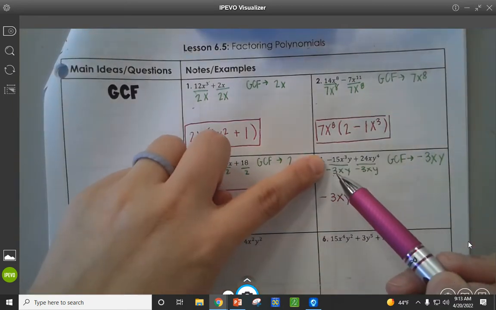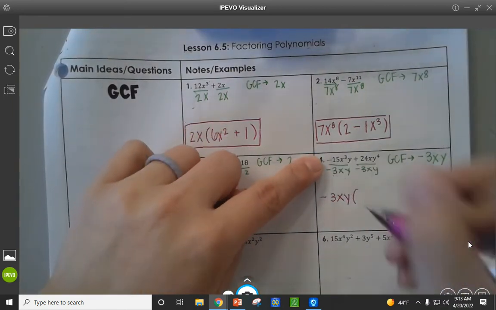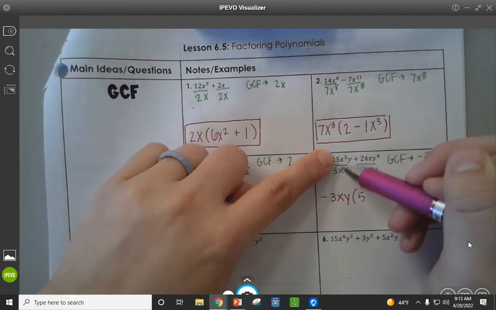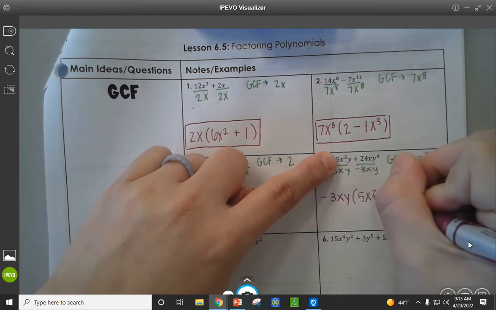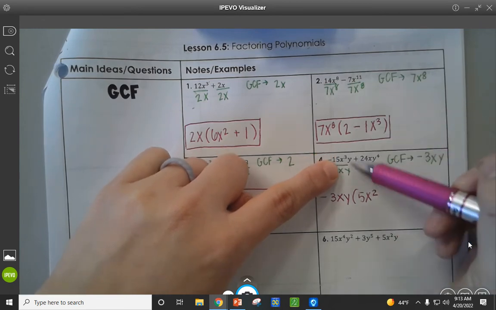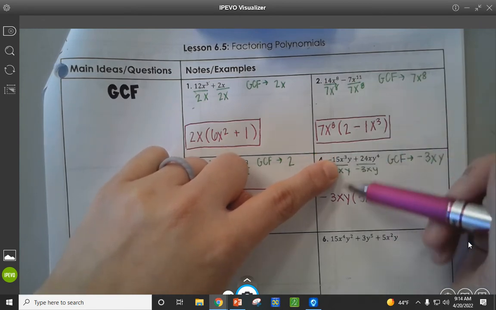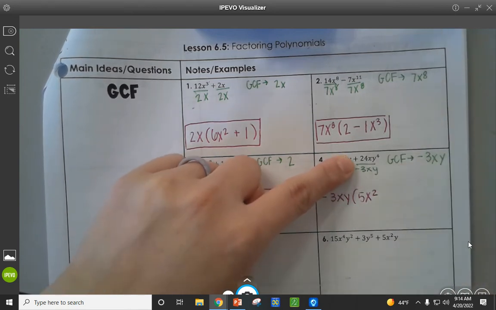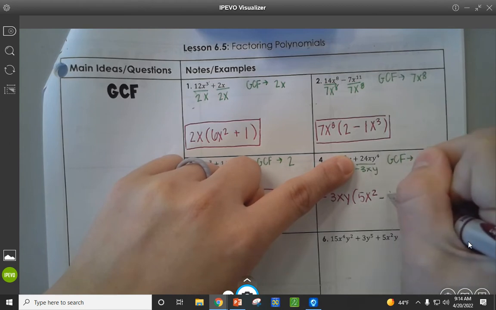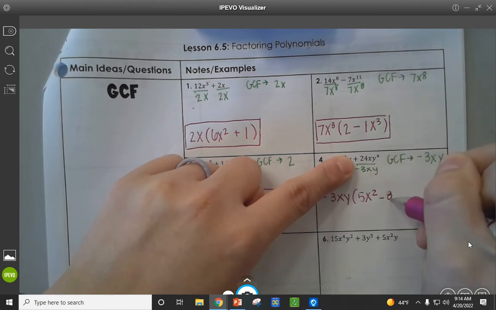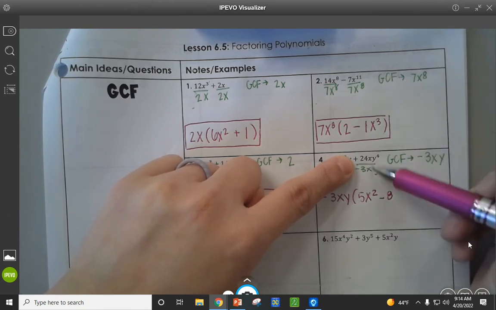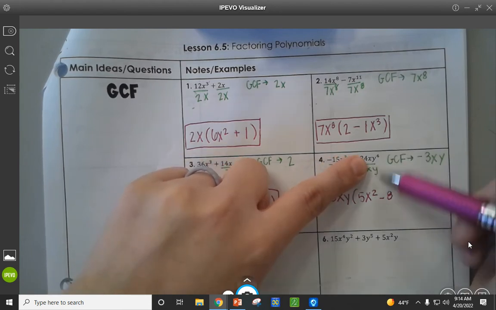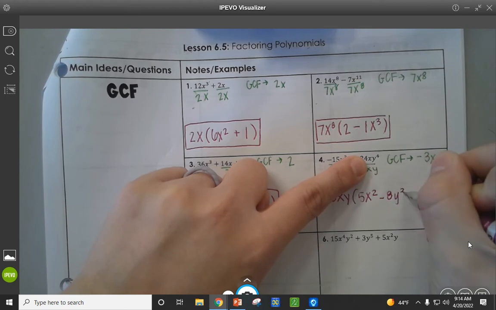What's negative 15 divided by negative 3? Positive 5. And then I'm dividing out one of the x's, so I'm left with x squared. The y's completely cancel. And then what's 24 divided by negative 3? Negative 8, so minus 8. The x's cancel here, and then when I cancel one of the y's, I'm left with y cubed.